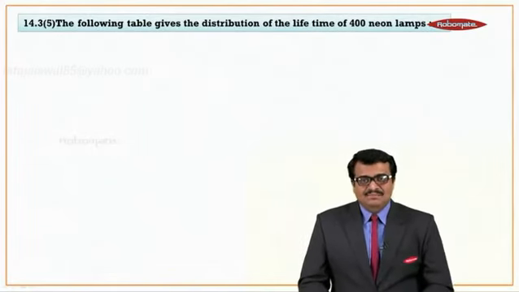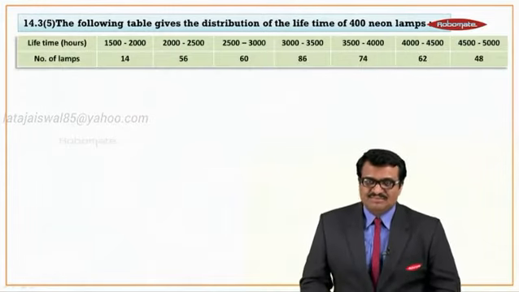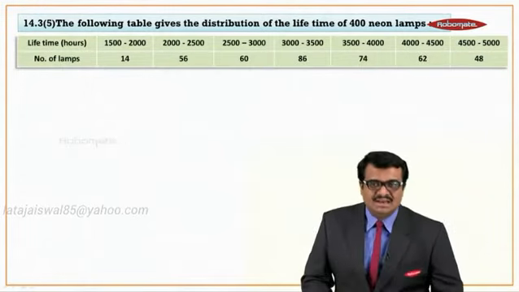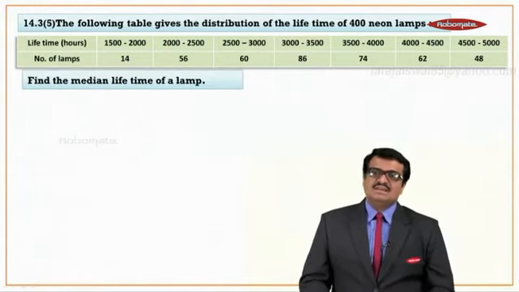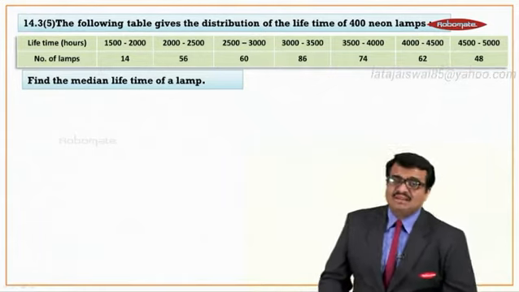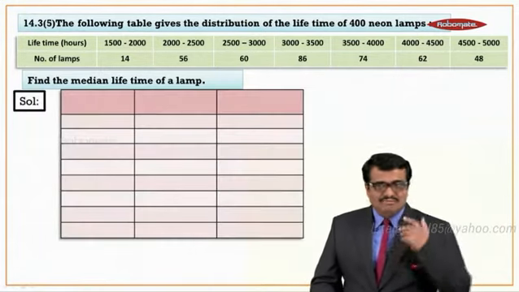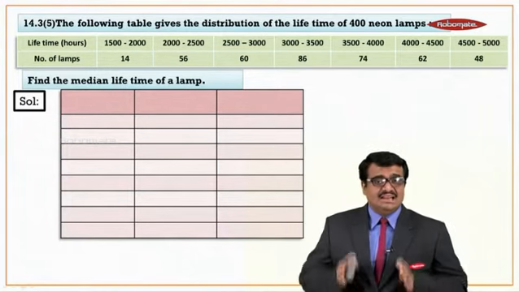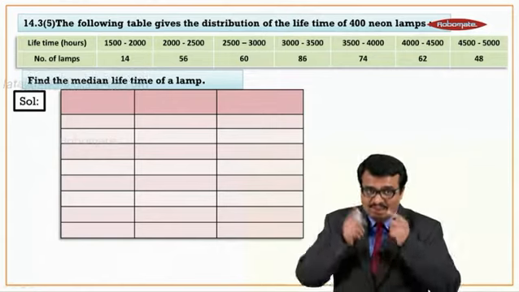The following table gives the distribution of lifetime of 400 neon lamps, with 2 rows: lifetime in hours and number of lamps. These are the lifetime in hours given, and the number of lamps. Question is, find the median lifetime of a lamp, right? So the very first question, looking at the classes, are the classes continuous? Yes, the classes are continuous. If they were not, you have to make them continuous.